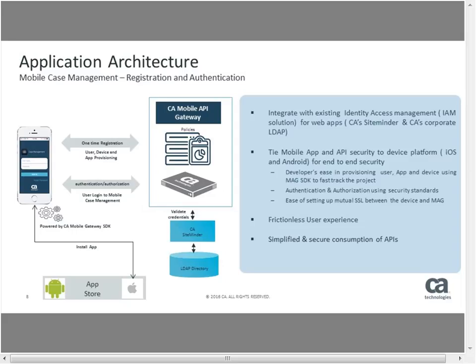And the key thing here is that we used the client-side libraries provided by the SDK, both on iOS and Android, to integrate with the API gateway so that we can negotiate the authorization using OAuth. This really enabled us to provide a frictionless user experience, and it ensured that there is mutual SSL happening when the application communicates with the server side.